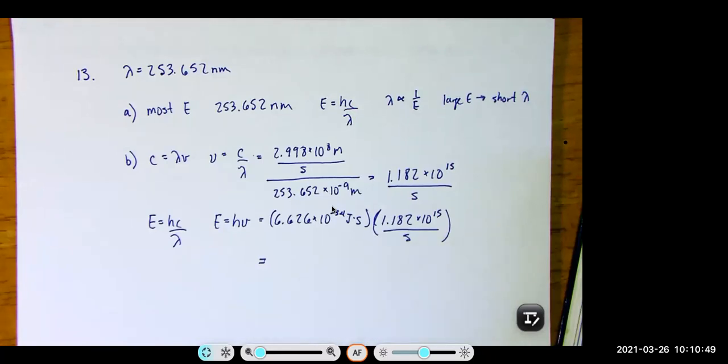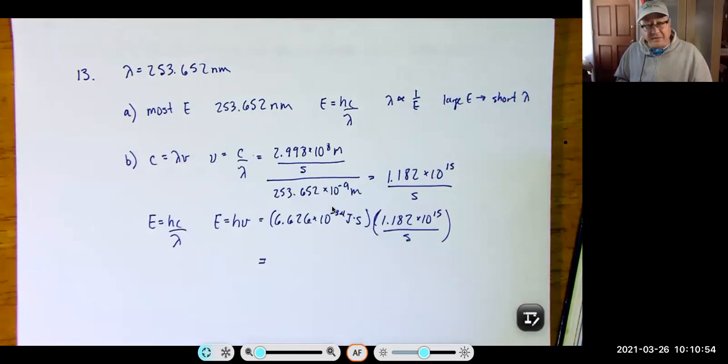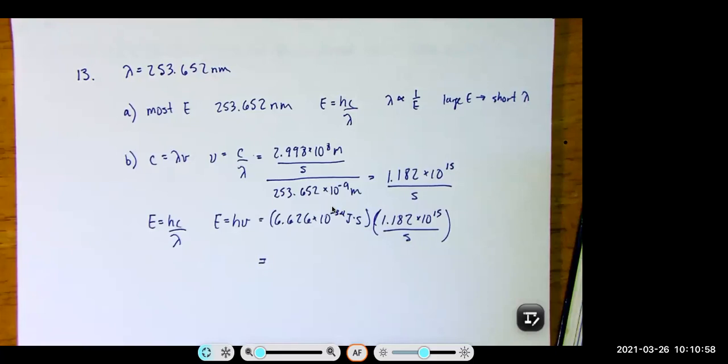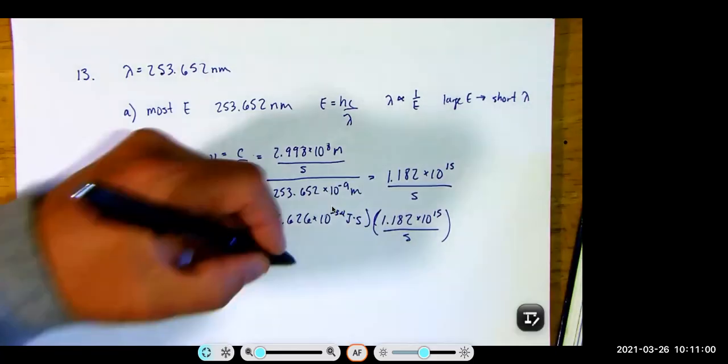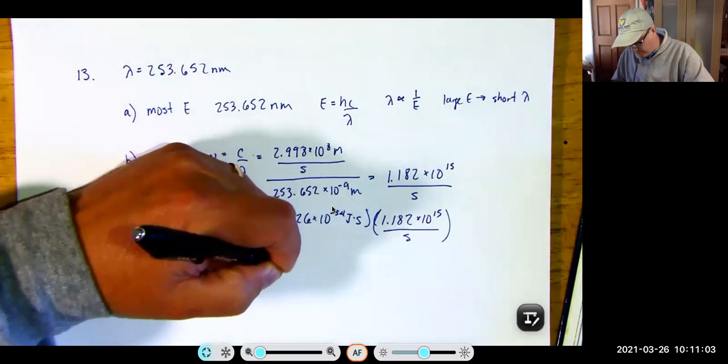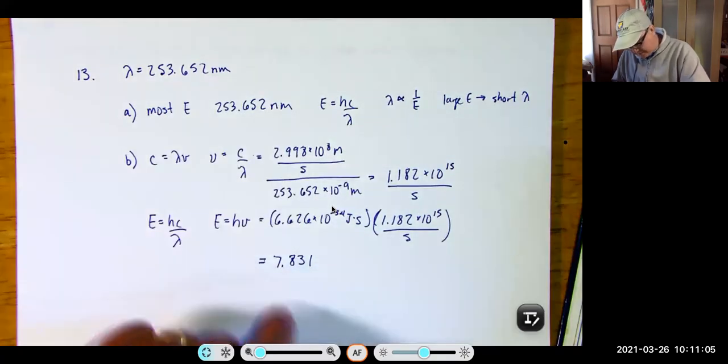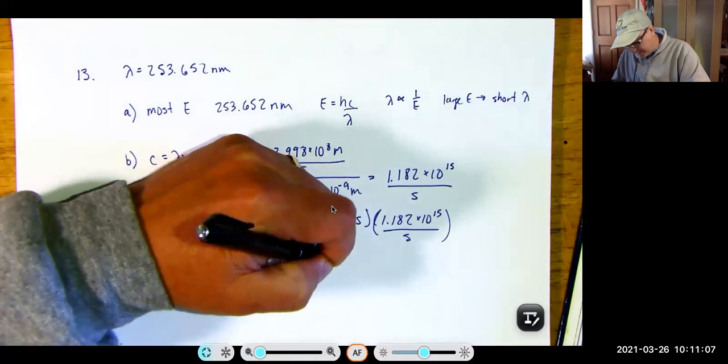You could still use the other equation, right? You would just have to use the wavelength instead. That's right. But again, I wouldn't use it because I only use 2 things here. So 7.831, so close to 8 times 10 to the -19 joules.